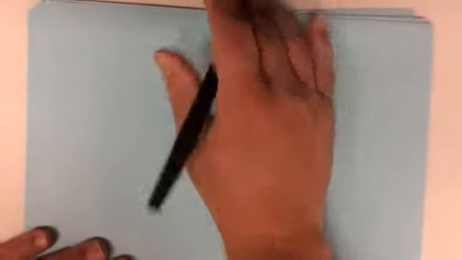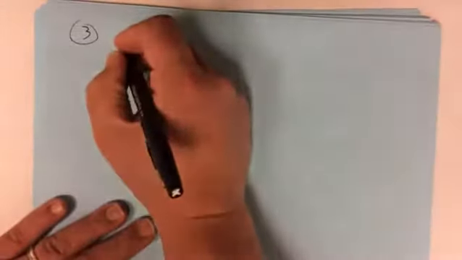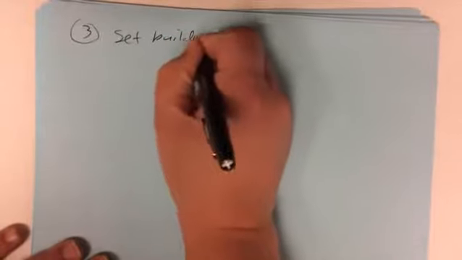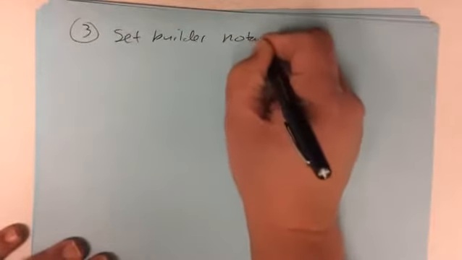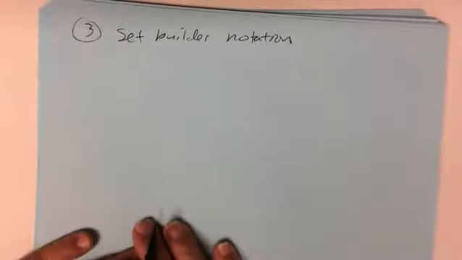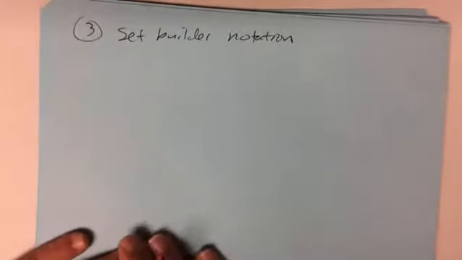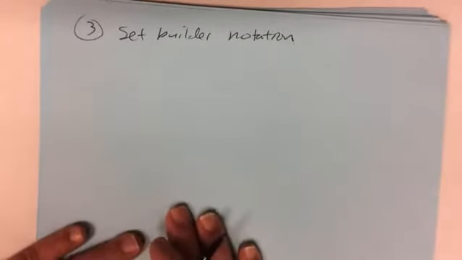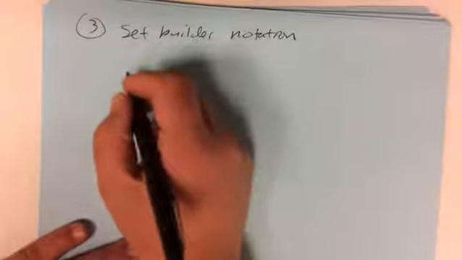The final way of describing, or denoting, a set would be something called set builder notation. Now the way that your book uses this is kind of redundant. You might wonder why they would even have this. Let me give you an example.